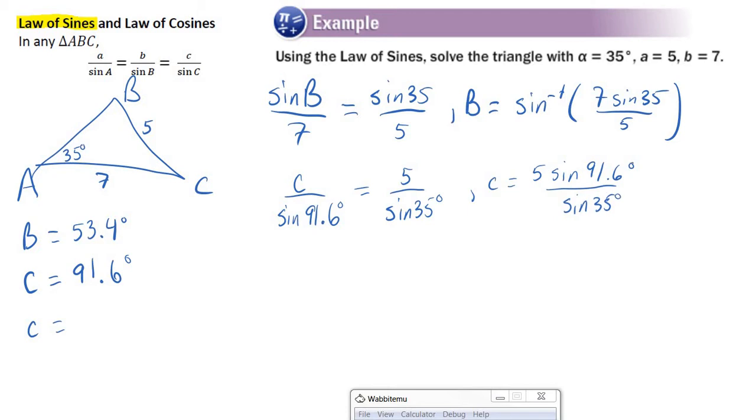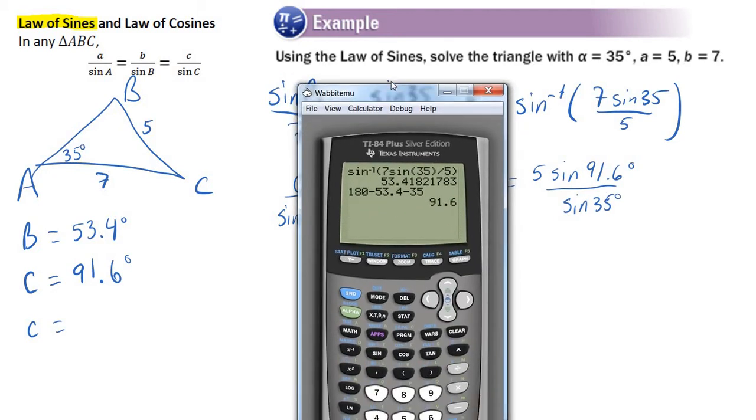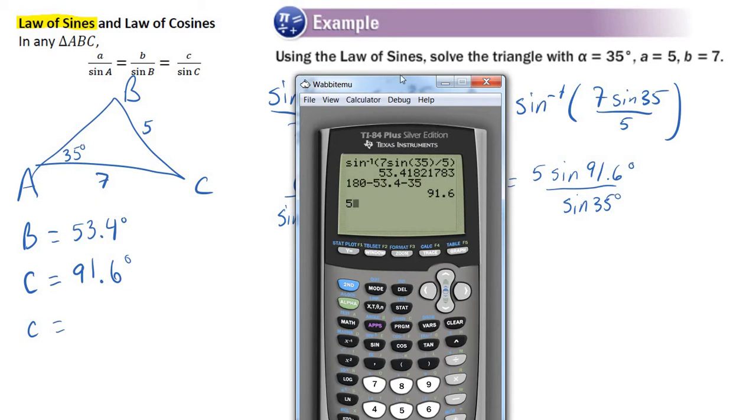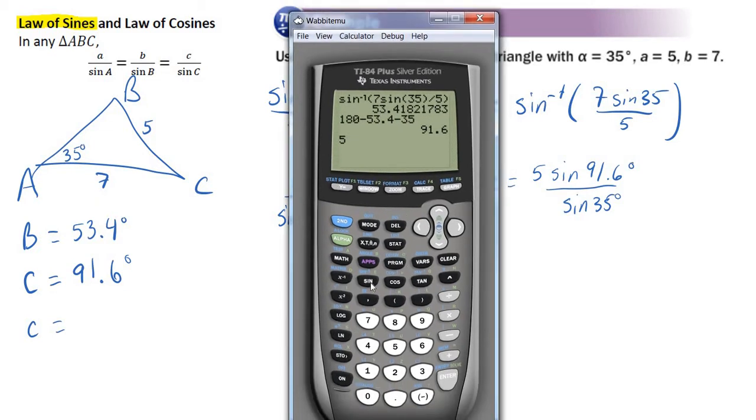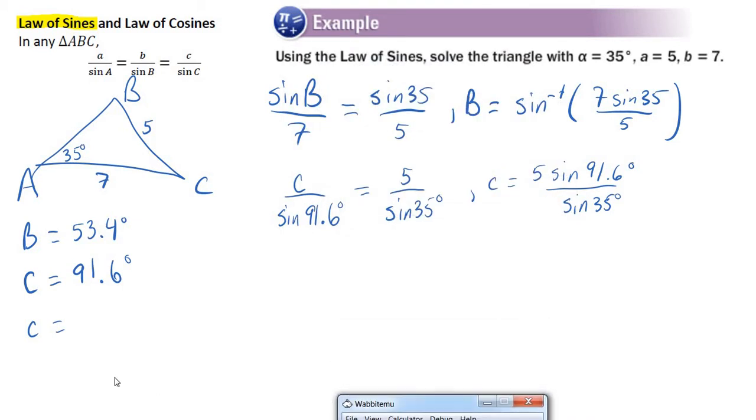Okay, so let's bring that calculator back up and plug that in. So 5 sine 91.6 divided by sine 35. And that gives us about 8.7. Okay, so about 8.7.